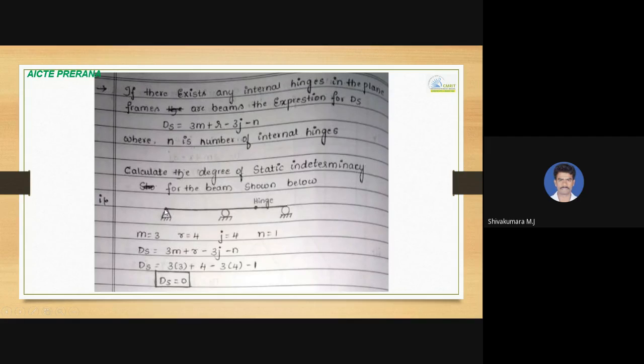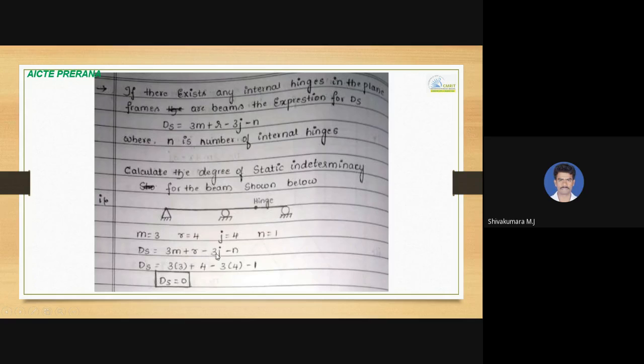So totally how many number of joints? 1, 2, 3, 4. So 4 number of joints are there. And then number of members, it is 1, 2, 3. So 3 number of members. So 3 members, 4 joints. And the number of reactions, this is hinged support, 2, roller support, 1, roller support, 1. 2 plus 1 plus 1, totally 4 number of reactions.